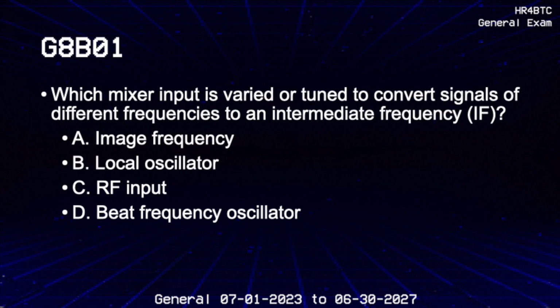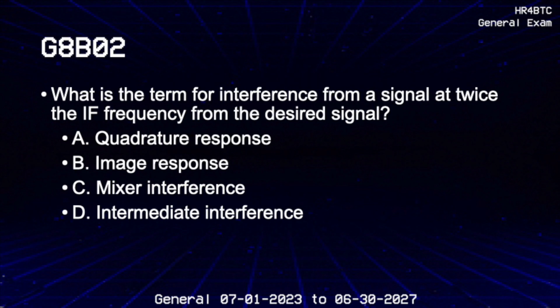What is link margin? The difference between received power level and minimum required signal level at the input to the receiver. Which mixer input is varied or tuned to convert signals of different frequencies to an intermediate frequency, IF? Local oscillator. What is the term for interference from a signal at twice the IF frequency from the desired signal?